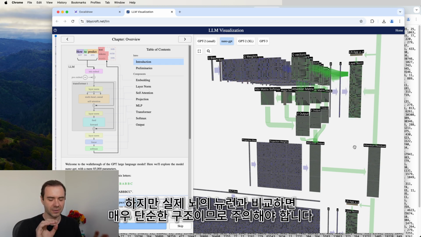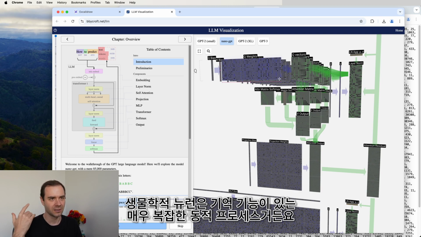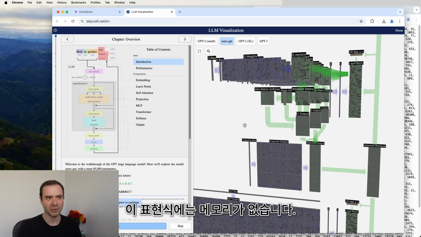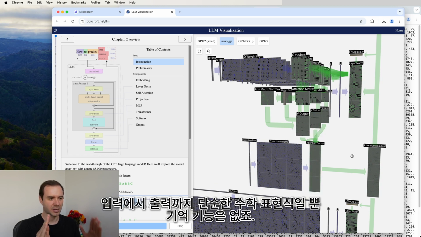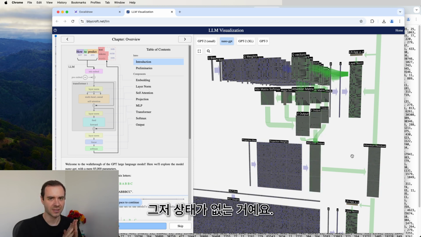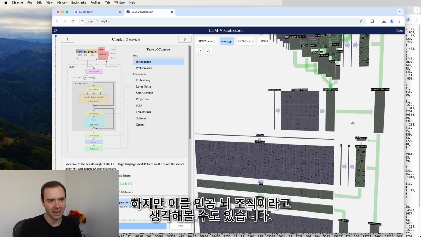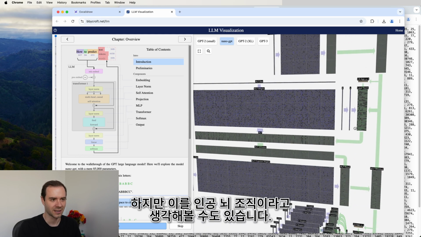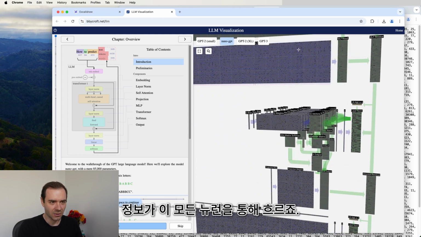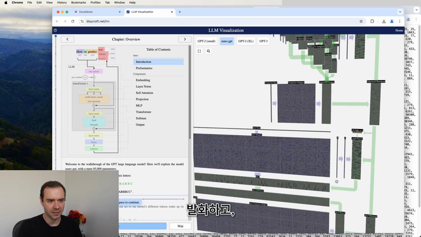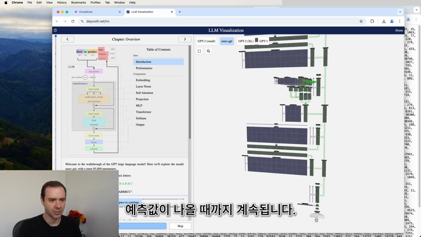But I would caution you to not think of it too much like neurons, because these are extremely simple neurons compared to the neurons you would find in your brain. Your biological neurons are very complex dynamical processes that have memory and so on. There's no memory in this expression. It's a fixed mathematical expression from input to output with no memory. It's just stateless. So these are very simple neurons in comparison to biological neurons, but you can still loosely think of this as a synthetic piece of brain tissue, if you like to think about it that way. So information flows through, all these neurons fire until we get to the predictions.